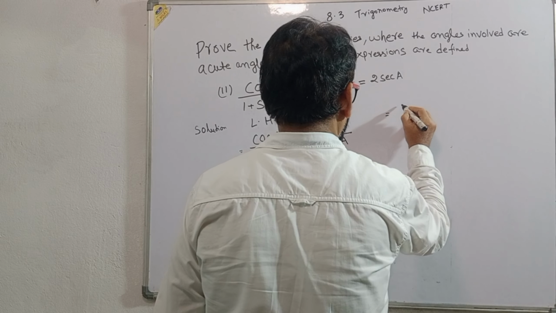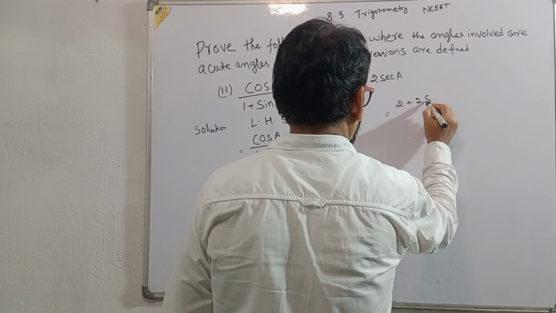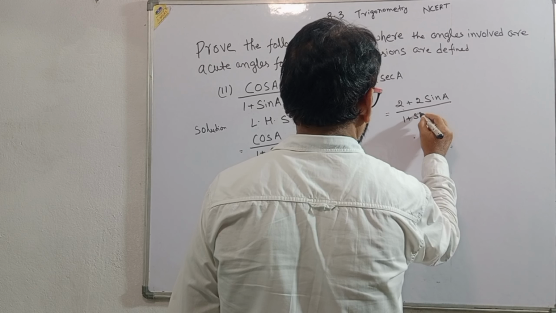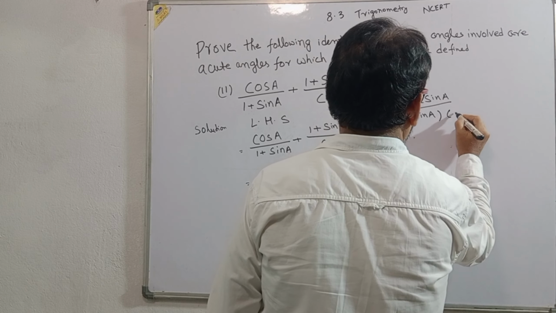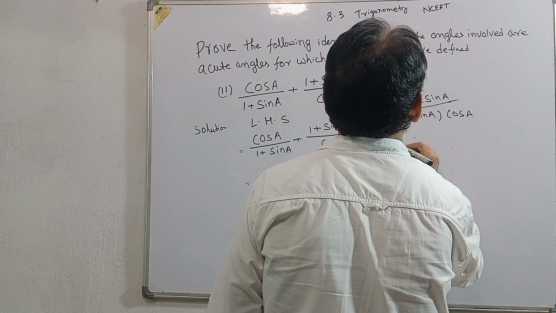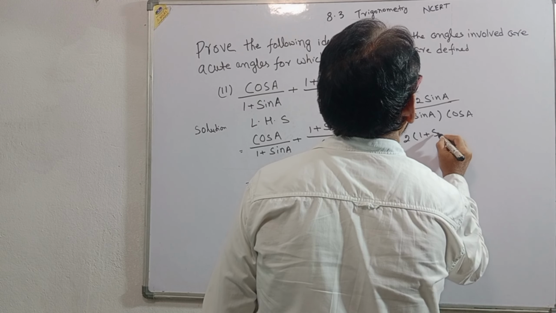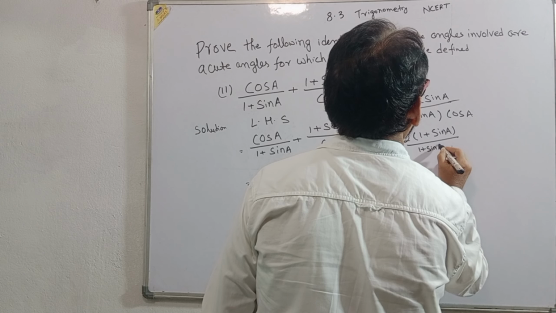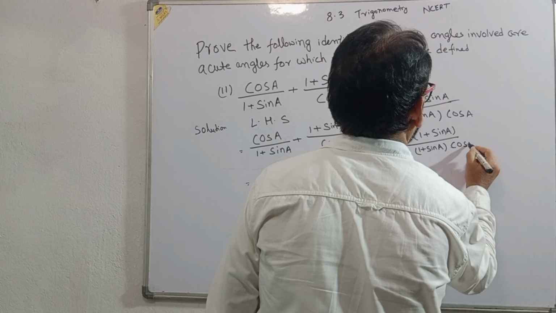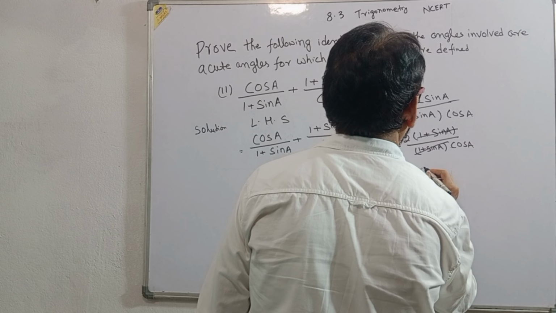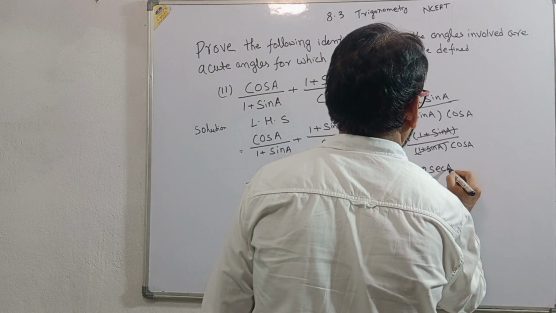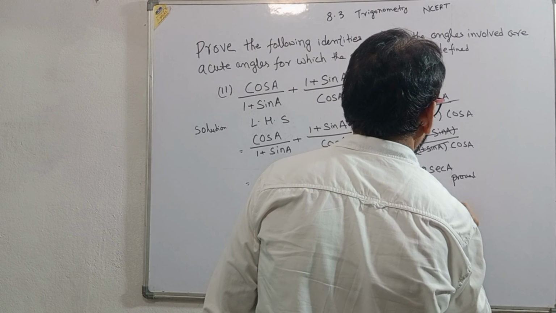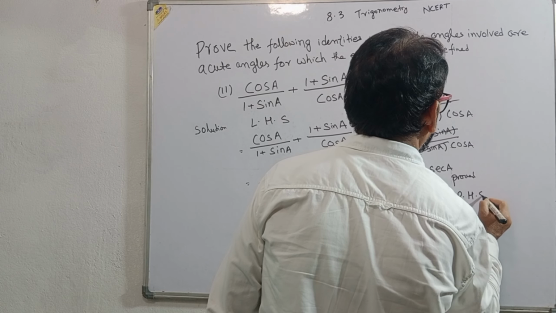Now 2 plus 2 sin A divided by 1 plus sin A, cos A. Here common 2, 1 plus sin A, over 1 plus sin A, cos A. Here cutting, 2 sec A. Proved. LHS equal to RHS. Yes, finish.